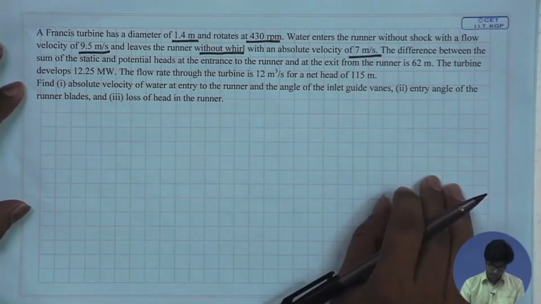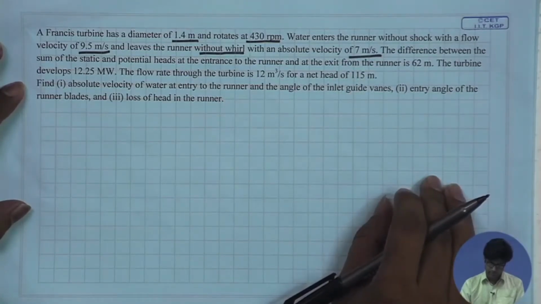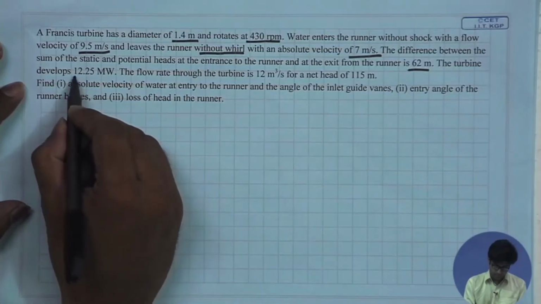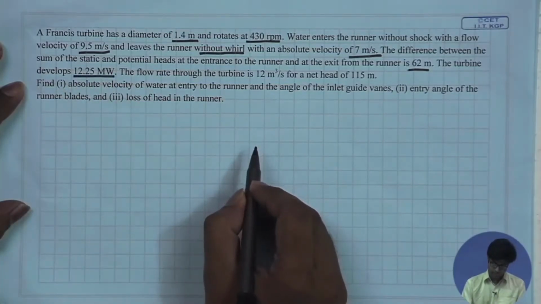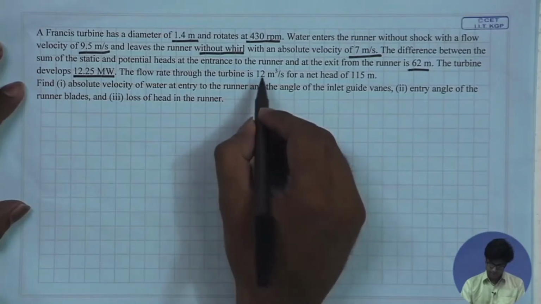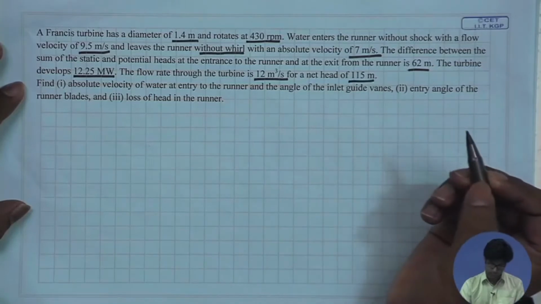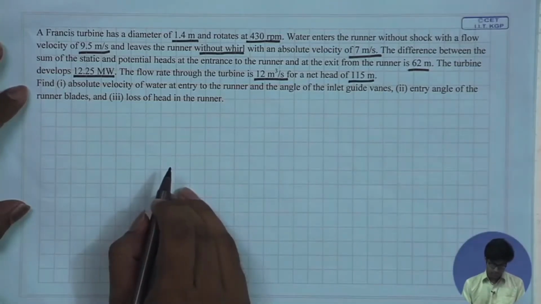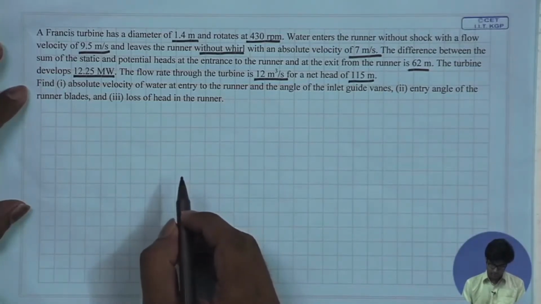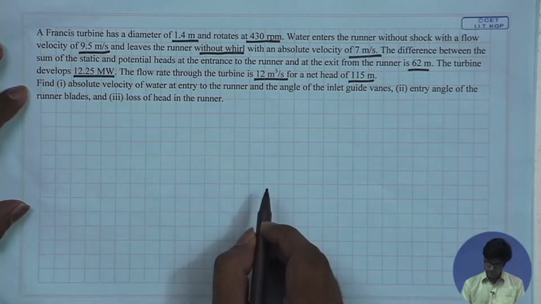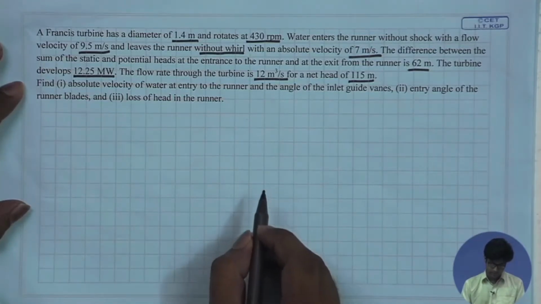The difference between the sum of the static and the potential heads at the entrance to the runner and at the exit from the runner is 62 meters. The turbine develops a power of 12.225 megawatt. The flow rate through the turbine is 12 meter cube per second with a net head of 115 meters. We have to find out the absolute velocity of water at the entry to the runner, the angle of the inlet guide vanes, the entry angle of the runner blades, and the loss of head in the runner.